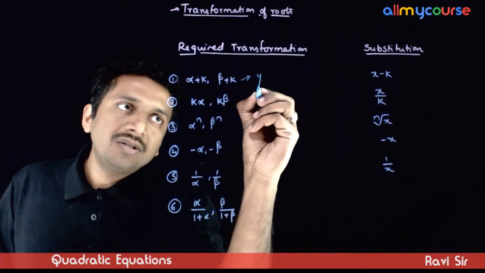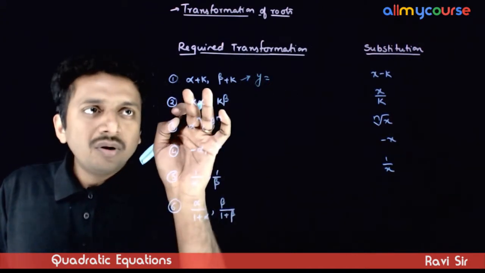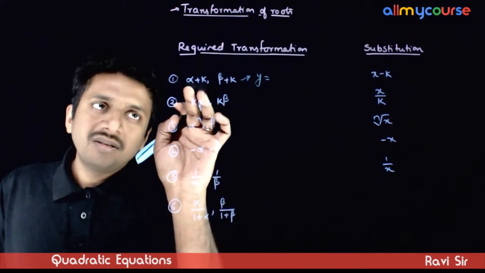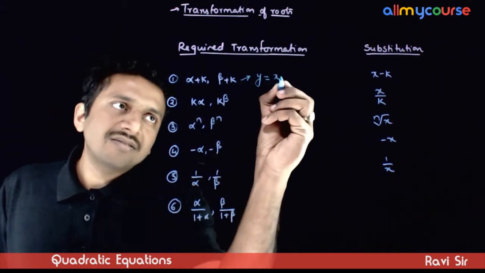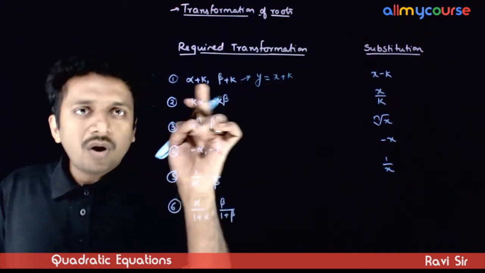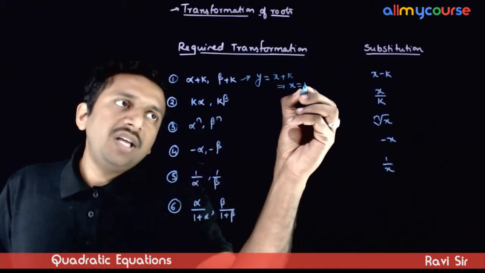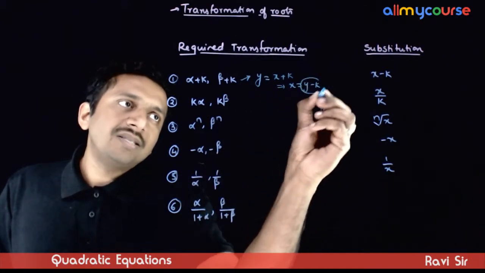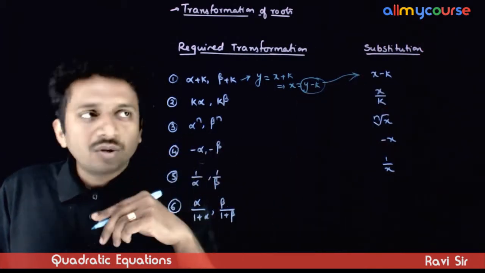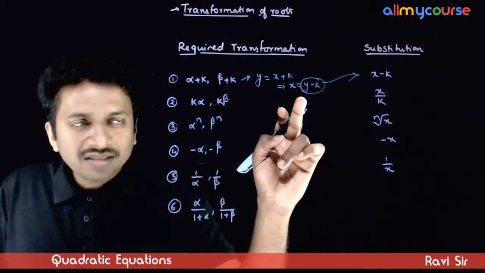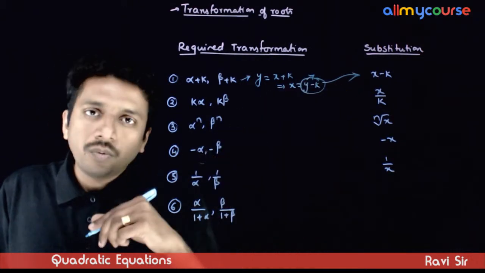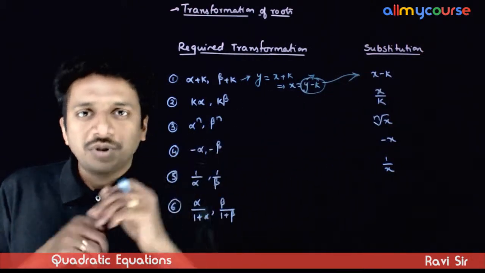So what you need to do is you just need to assume that y is equal to whatever transformation is asked. So in the place of alpha, just put x. So I want my y to be x plus k. This implies x has to be equal to y minus k. So this is the transformation. So now finally you want an equation in x. So put x in the place of y. So you have the required substitution.